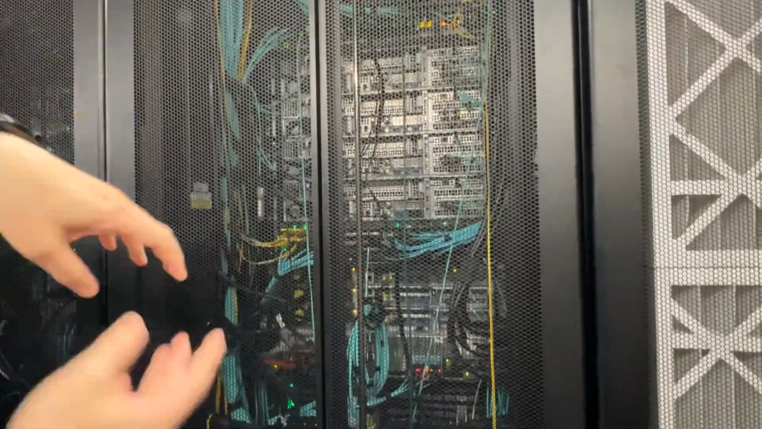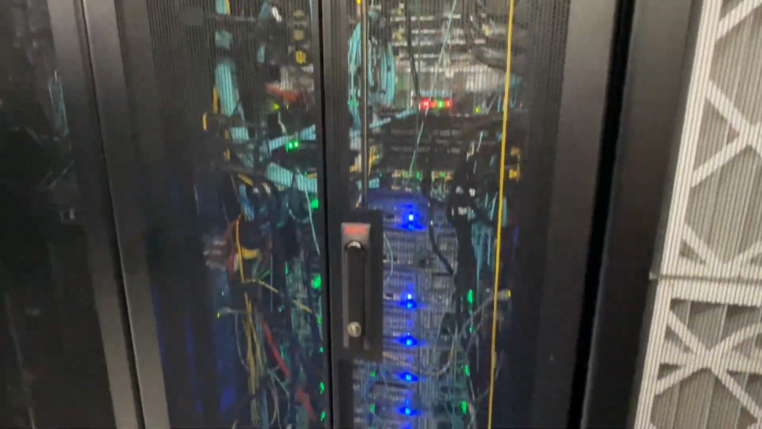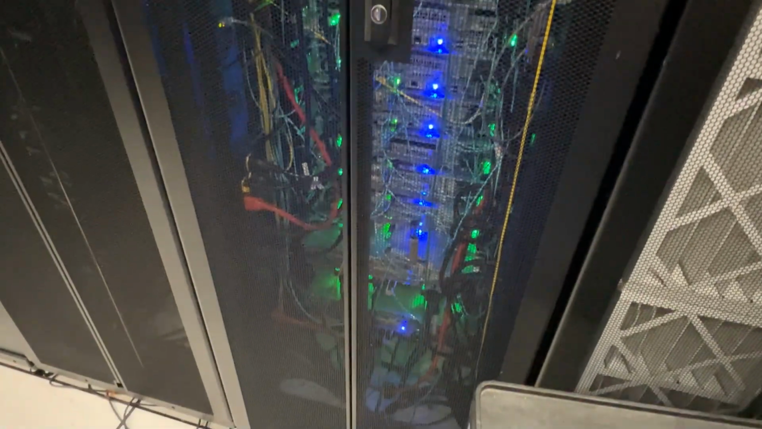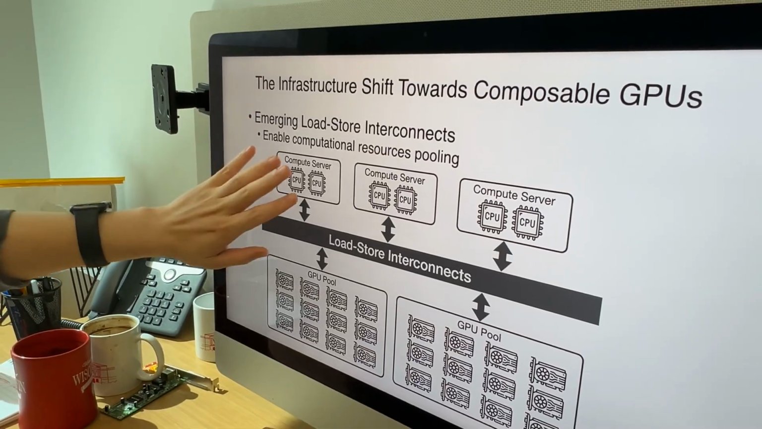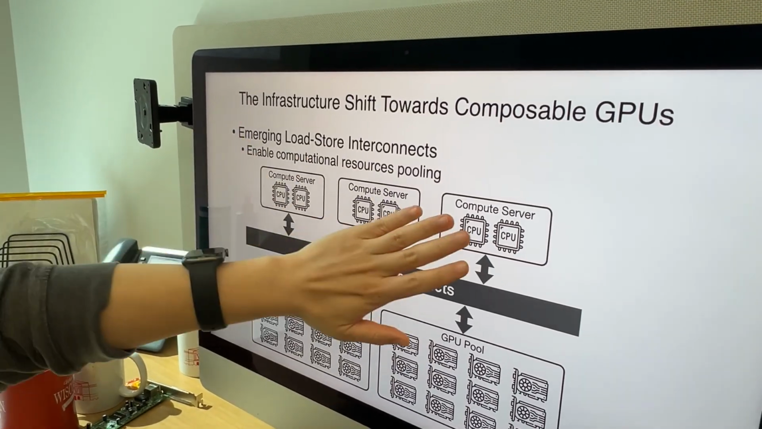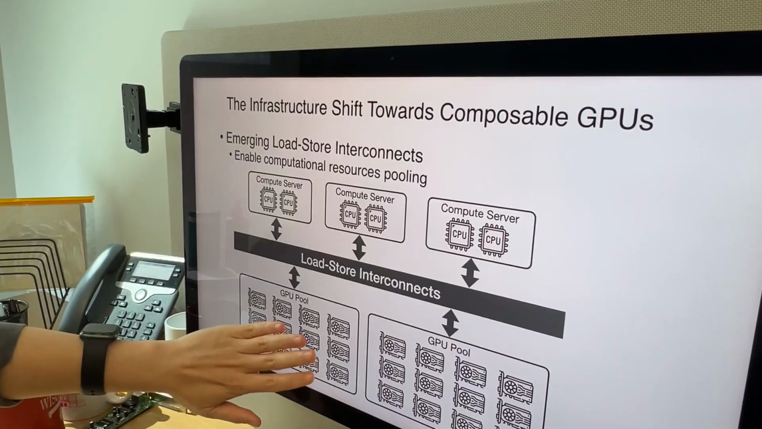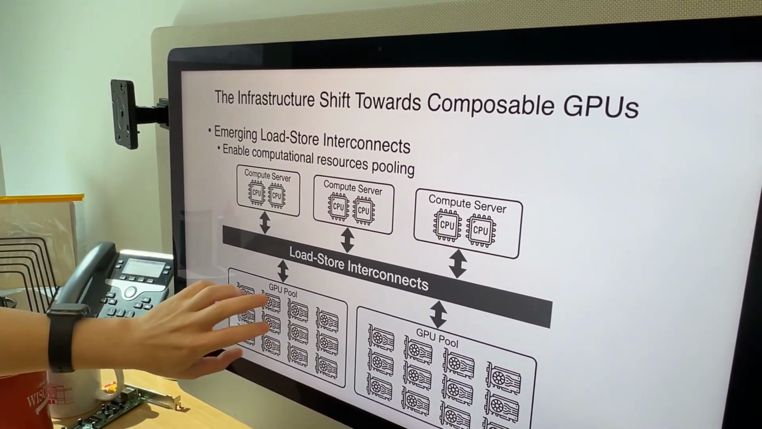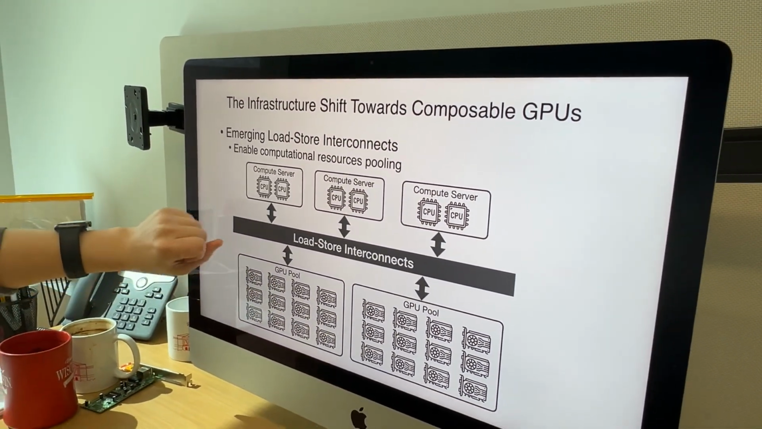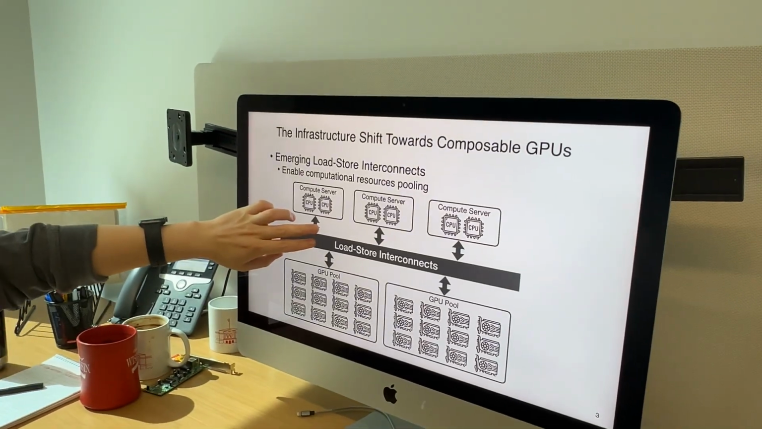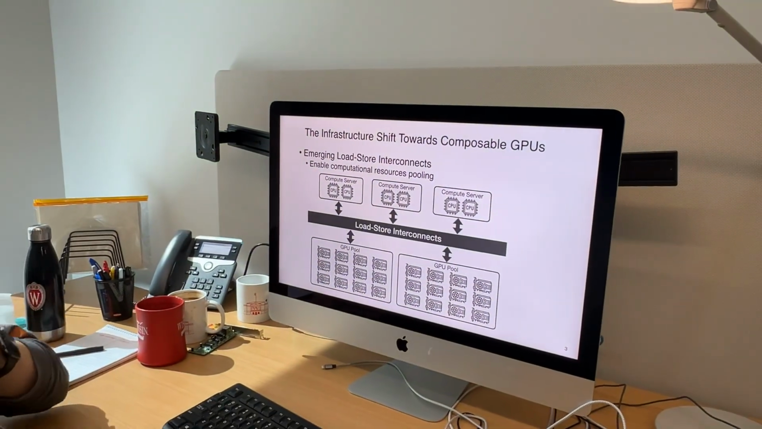And right now, with the emerging load-store interconnects, which is one interconnect technology, we are able to build GPU infrastructures in a composable way. Therefore, instead of having separate GPU servers, we have composable GPU pools. Now the problem is how to run applications efficiently over these pools to satisfy the application demands, as well as save computing cost. So this innovation is trying to develop algorithms to solve this problem.